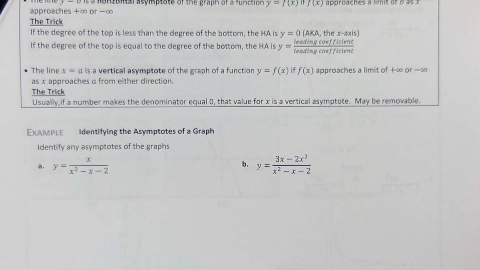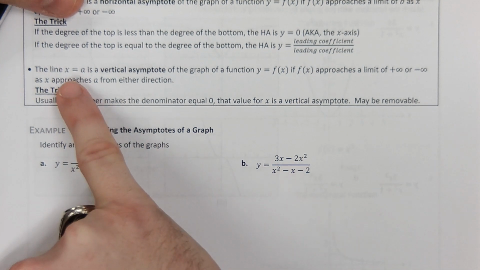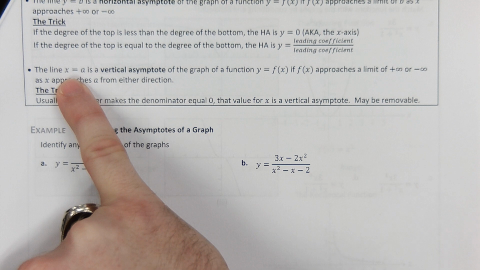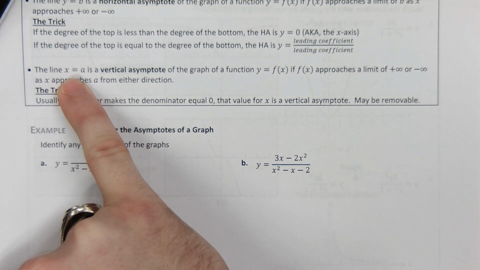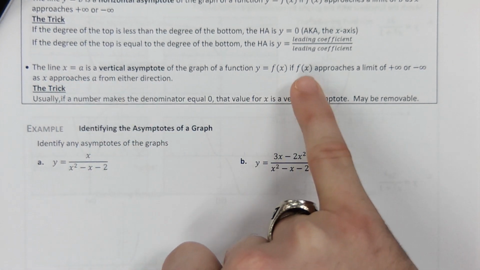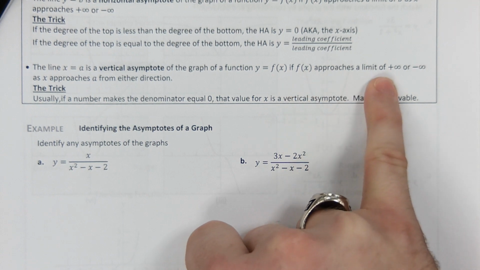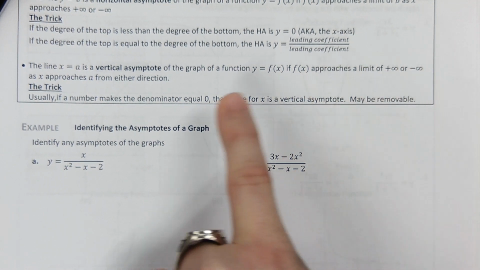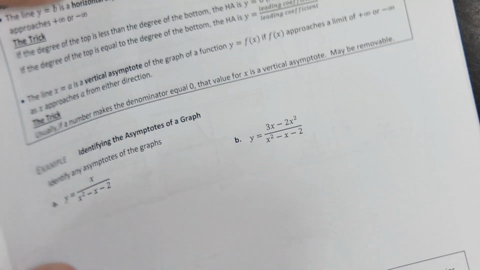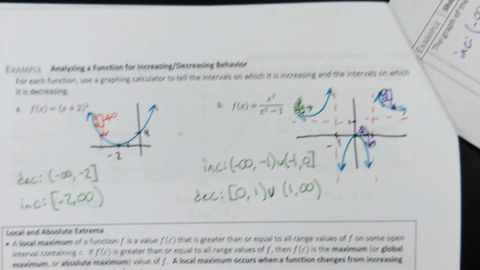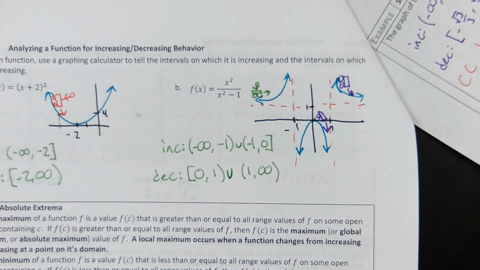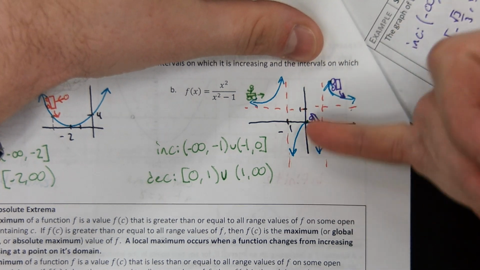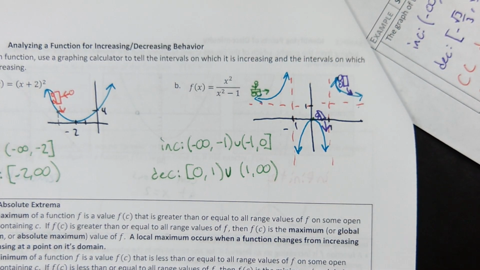The easier things to find are going to be our vertical asymptotes. The line x equals a, which means x equals some number, is a vertical asymptote of our graph if the y values approach positive infinity or negative infinity as we get close to that number. So go back to the one that I showed you. Here we are. This graph has 2 vertical asymptotes, just reminding you what the vocabulary for that is. Infinite discontinuity. Okay.